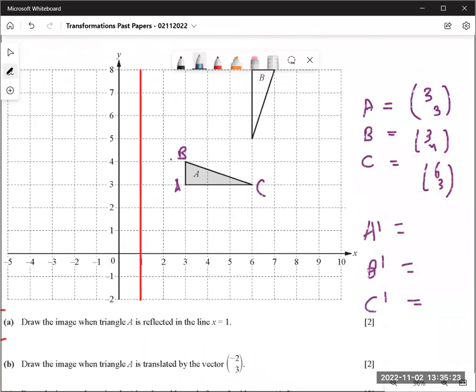Now we have to find A dash, B dash, and C dash. Now all you have to do is go in the opposite direction. Just a second. If you look right here, how many units is this from the line? 2. So B will be 2 units on that side, in the same direction. And A is respectively the same, and C is 5 units to that side. So if this point is 5 from this side, it has to be 5 from that side as well. 1, 2, 3, 4, 5. That makes our shape.